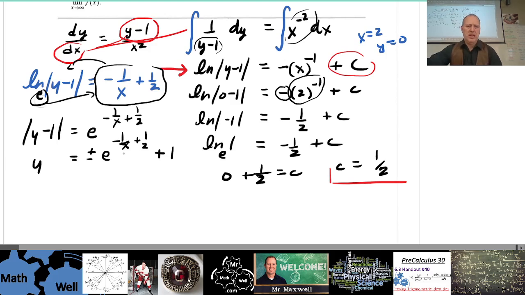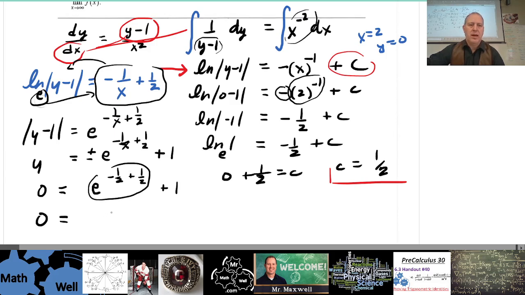So if I plug in 2 in for x and 0 in for y, let's just see. So that's negative 1/2 plus 1/2. Okay. Plus 1 on the outside. So this is going to be e to the 0. What's that going to be? That's going to be 1. So 0, I have 1 plus 1, and I have to decide what sign this is going to be. So what's that going to be? That has to be a negative to make that true. So that's how I choose the negative portion.